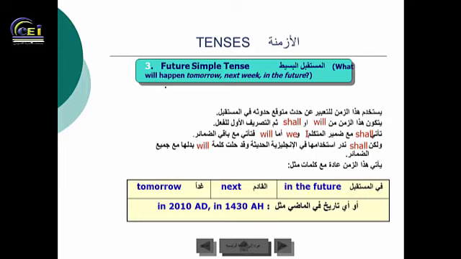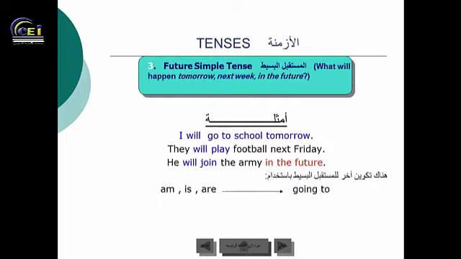Will or shall. We know will is used with all pronouns: I, he, she, it, you, they, and we. All pronouns with will. The examples: future simple tense.